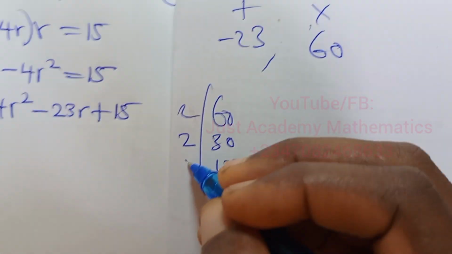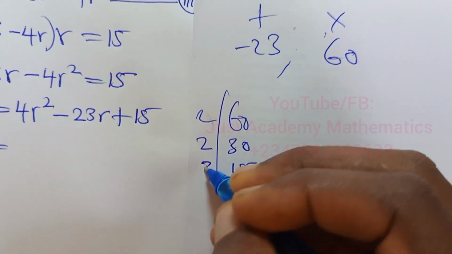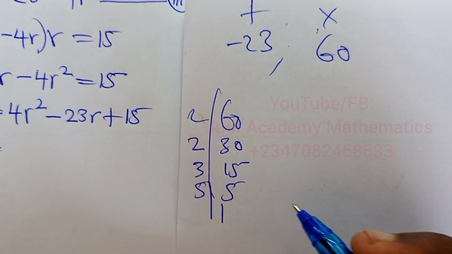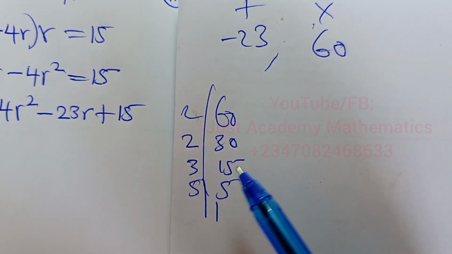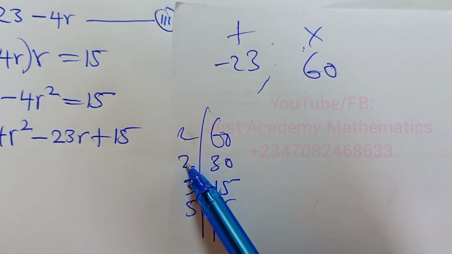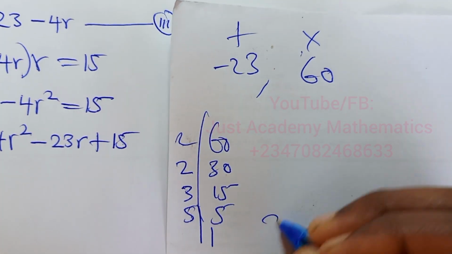2 goes into 30, 15. 3 goes into 15, 5. 5 goes in 1. So the two numbers are between these ones. So we're looking for 23. Okay, I think 20 and 3 can work. 2 times 2, 4. 4 times 5, 20. 20 and 3, let's check that one.